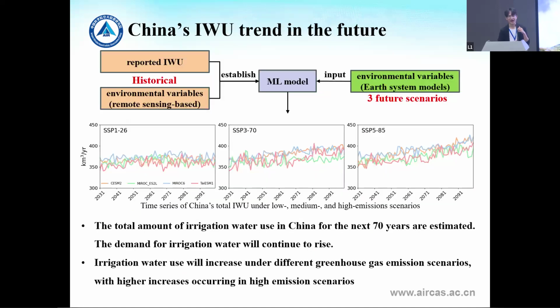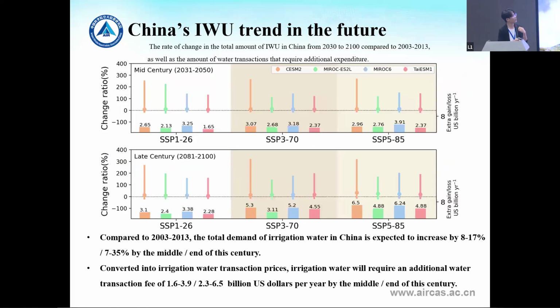To quantify this demand, the environmental variables from Earth system models are input into the established machine learning model, and this figure shows the estimation result. We can find that the demand for irrigation water will continue to rise, especially under higher greenhouse gas emission scenarios. Compared to 2003 to 2013, the total demand for irrigation in China is expected to increase by 7 to 35% by the end of this century.